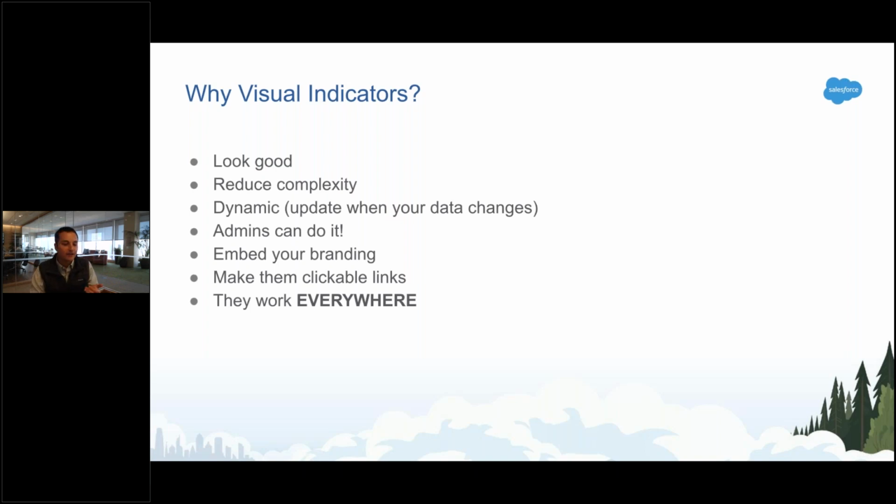The nice thing about indicators is they look good, they reduce complexity, they update in real time. You can literally add them, change them whenever you want. You can make them brandable, right? You can put whatever picture you want in there. So if you sell tractors, put a tractor in there or whatever. And you can make them clickable. You can even make them links that take you somewhere. And they really work everywhere.